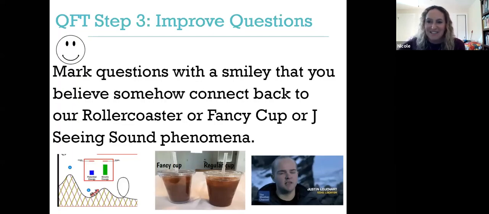So it's really neat to see them make those connections, and they get really excited because they're like, I wonder if this has anything to do with kinetic energy. And they just start to see that everything's connected, especially through energy.